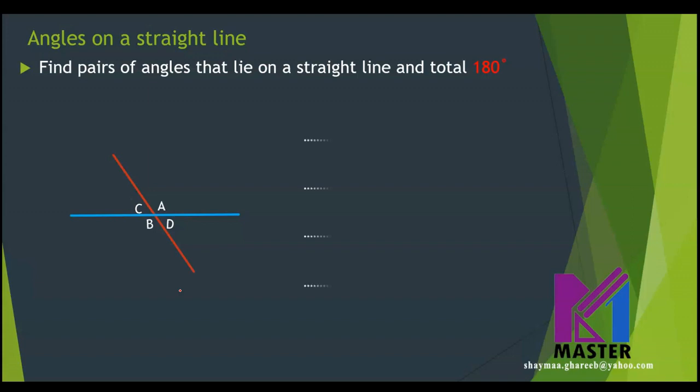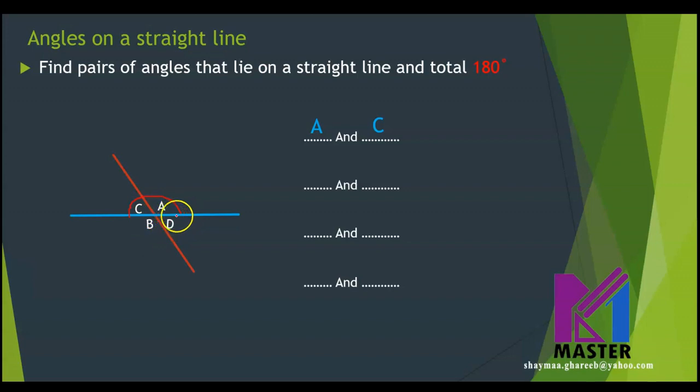First, let's look at the blue line. Look at the angles on this blue line. You will find angle A and angle C are on this straight line, which means that the first pair I have, angle A and angle C, equals 180 degrees together, the sum of them.